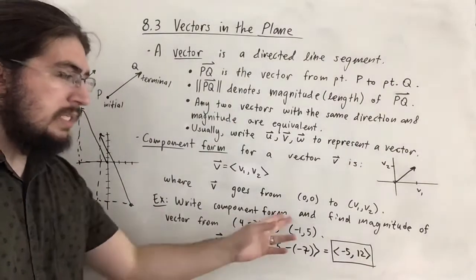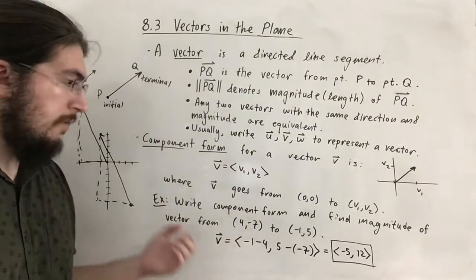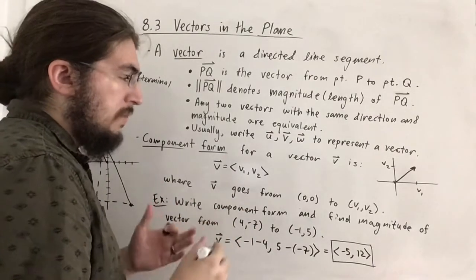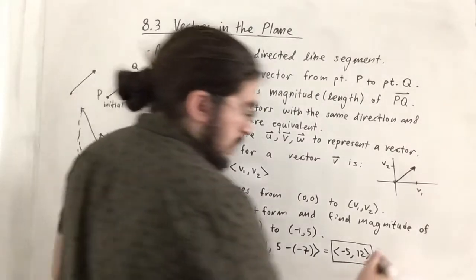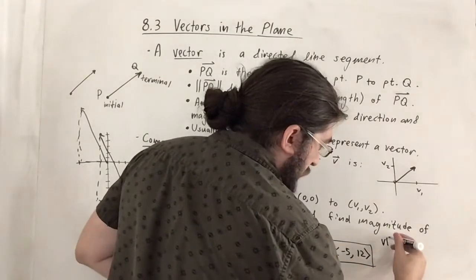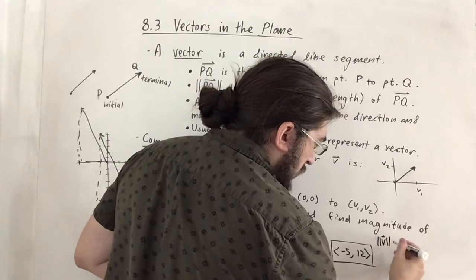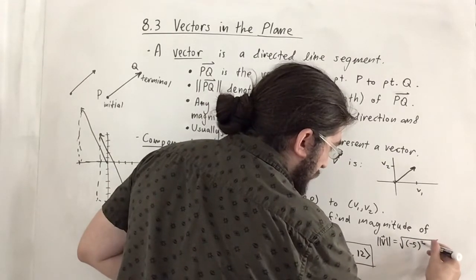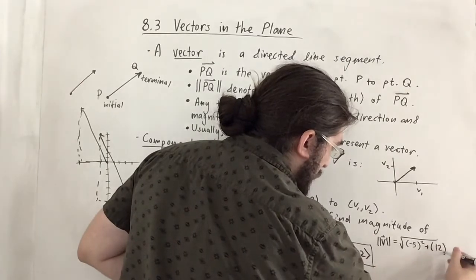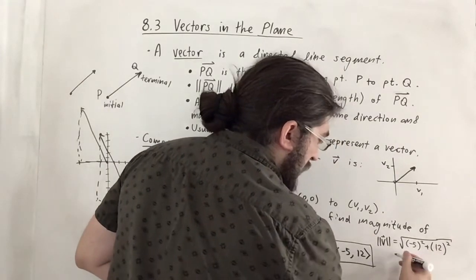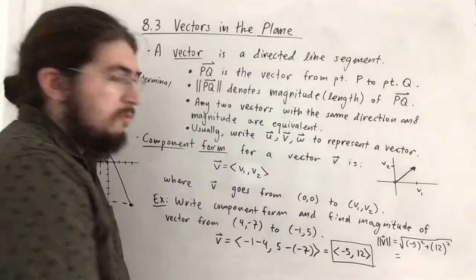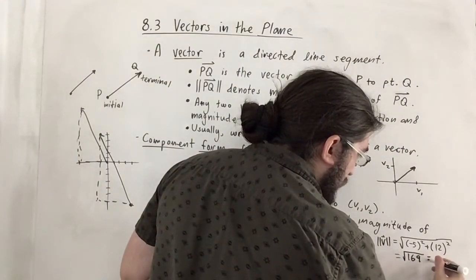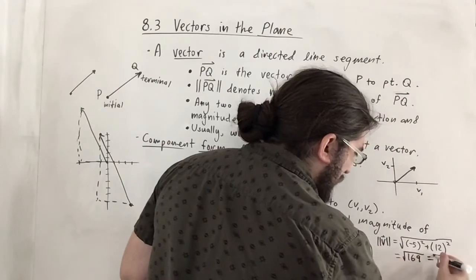You could use these points, but let me just tell you right now that if you have a vector that's written in component form, you can always find the magnitude by taking the following. So the magnitude of v is equal to the square root of the sum of the squares of its components. So negative 5 squared plus 12 squared. That's 25 plus 144, which is 169. The square root of 169 is 13, so the magnitude is 13.